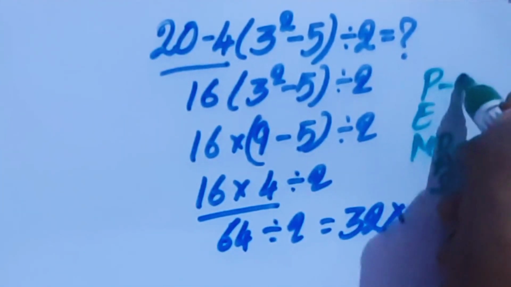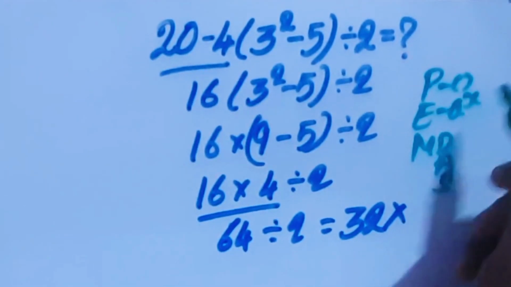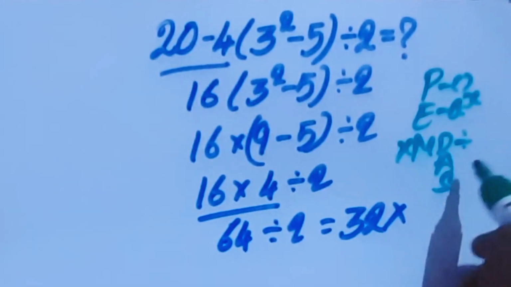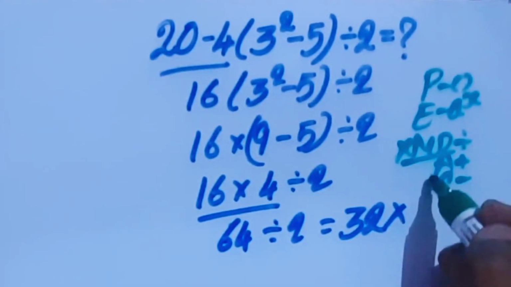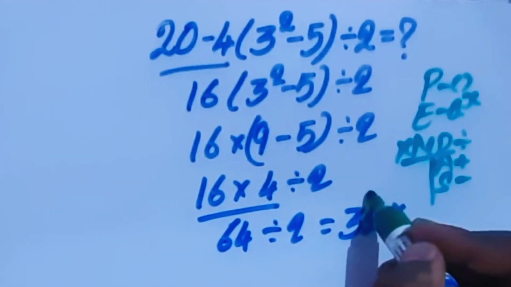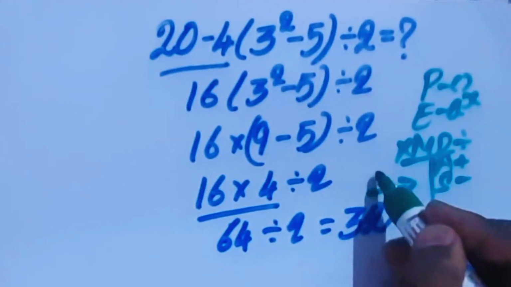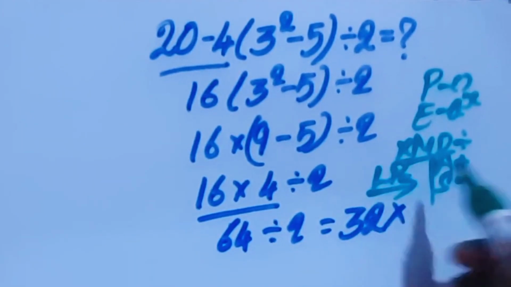This is a bracket, higher priority. This is exponent. M stands for multiplication, D stands for division, A stands for addition, S stands for subtraction. Here multiplication and division are equal priority. Also addition and subtraction are equal priority. For this equal priority, we are going to introduce this left to right in the problem.